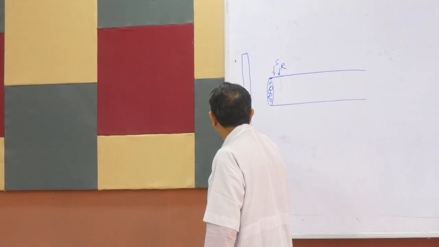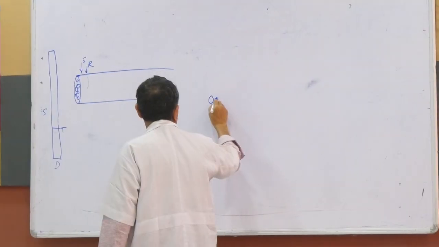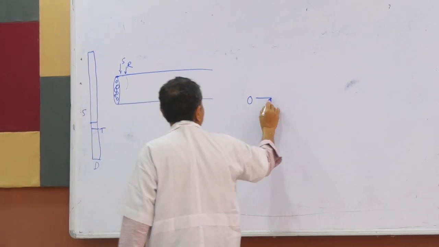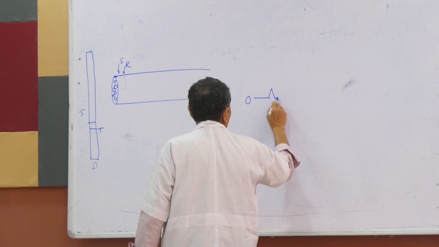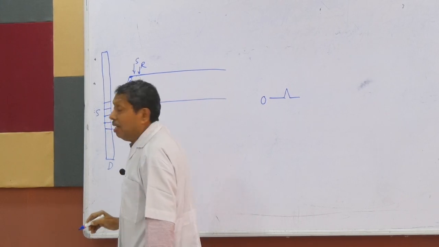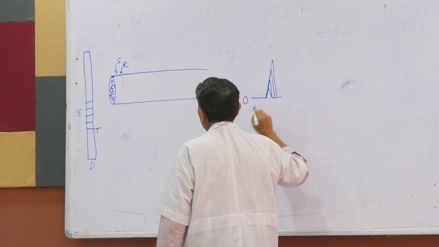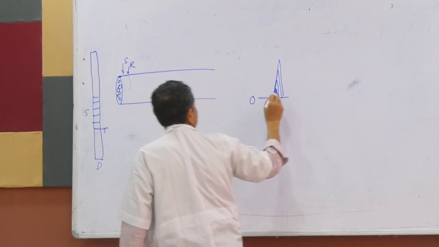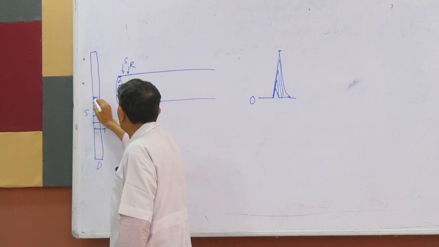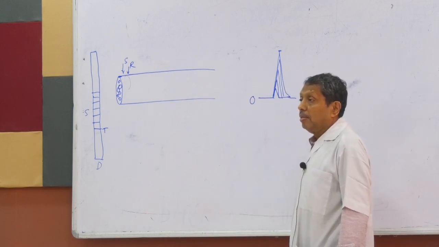suppose this is the threshold value, then there is no response. Up to this there is no value. And when the stimulus is to some extent more, then you get a small wave. And as the stimulus is increased more and more, gradually it increases in magnitude and time duration. Suppose at this point you get the maximal value. This is the maximal stimulus.